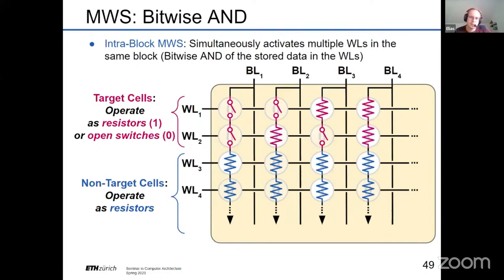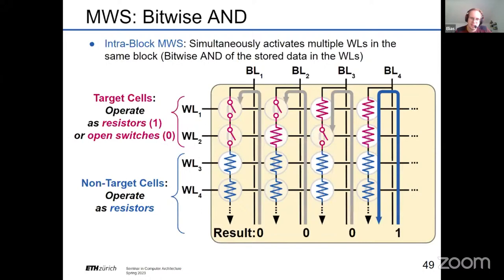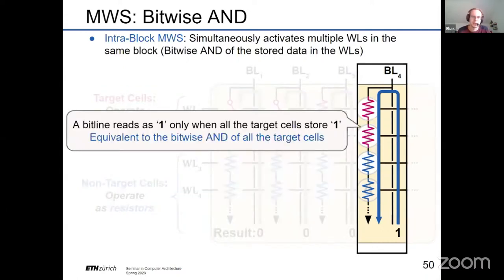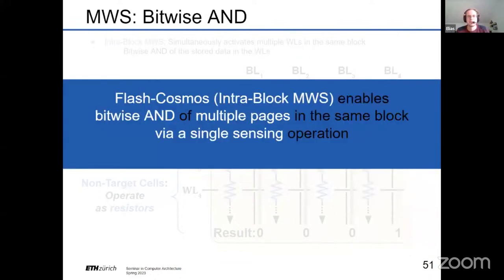And now you can see that only if both of the cells have a one in them, then the bitline will sense a one. Otherwise, it will be a zero. This is equivalent to an AND gate. So Flash-Cosmos can do bitwise AND of multiple pages in the same block with only one sensing operation.